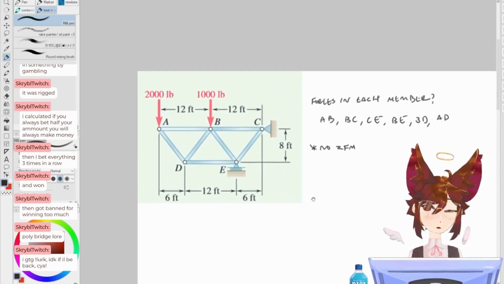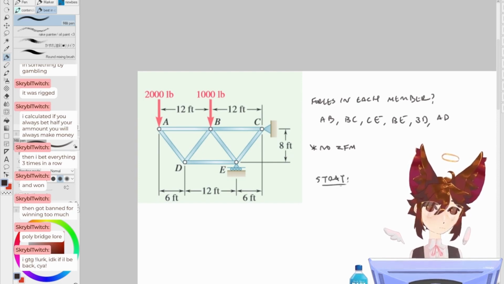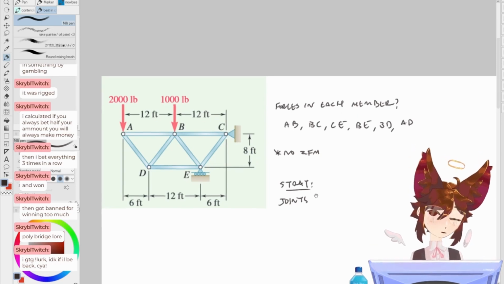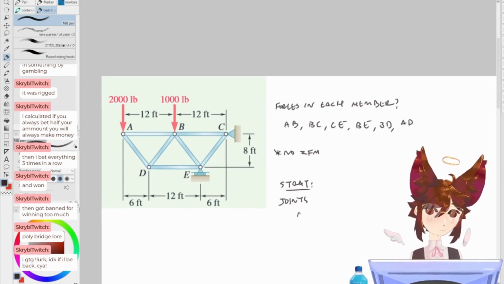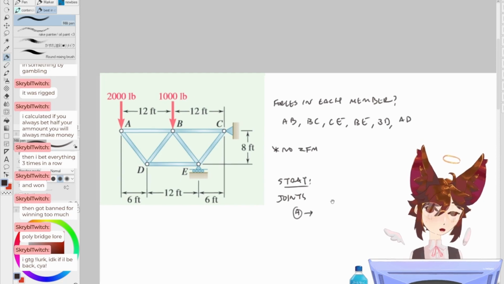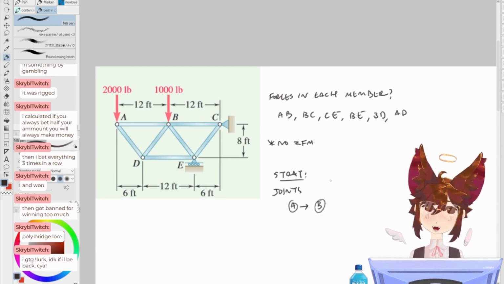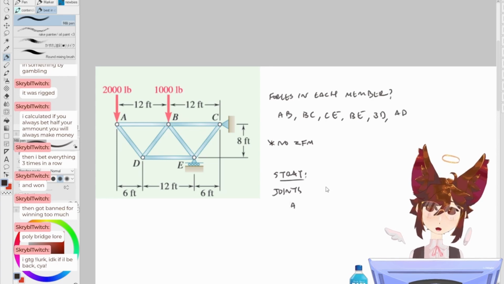Okay, so where do we start? We'll do method of joints, I think. Because we have to find everything anyway, so if we were just trying to find a specific force, then we could do sections, but joints. So we want to do A, and that will probably lead us to B, I'm guessing. I don't know, actually. I definitely want to start with A. And that will give us AB and AD.